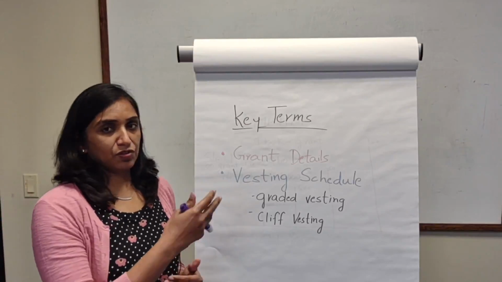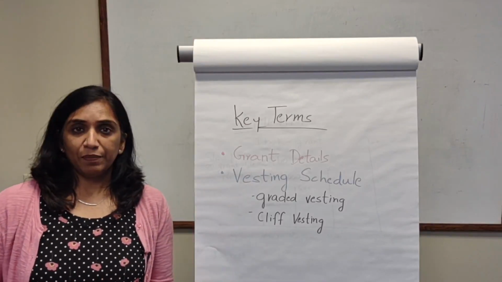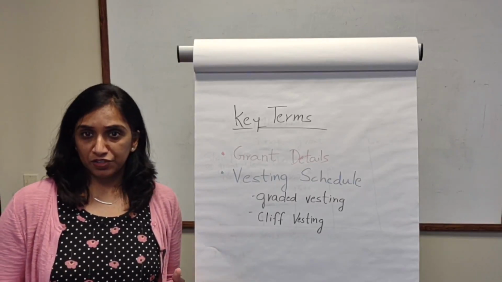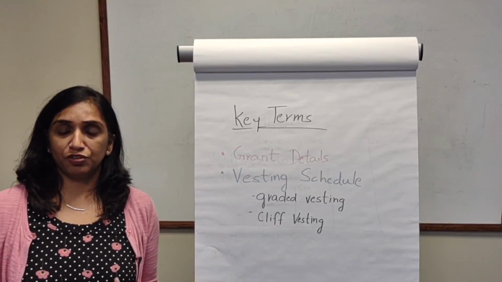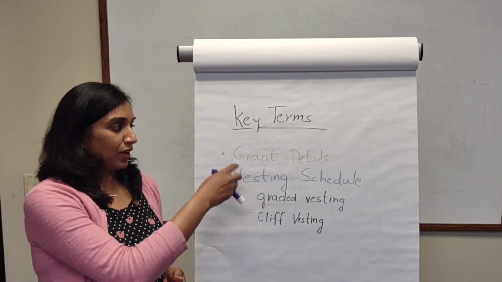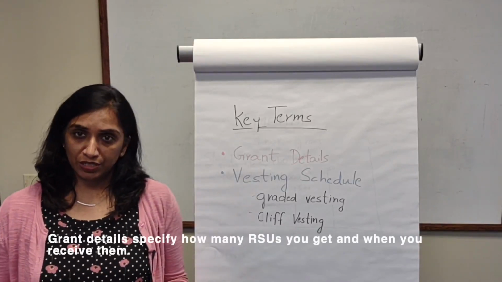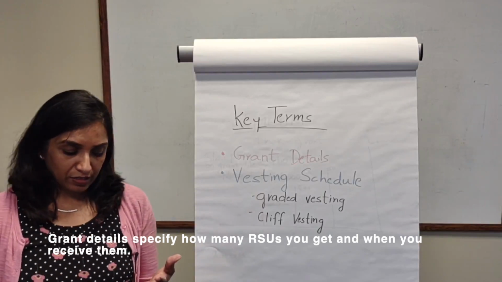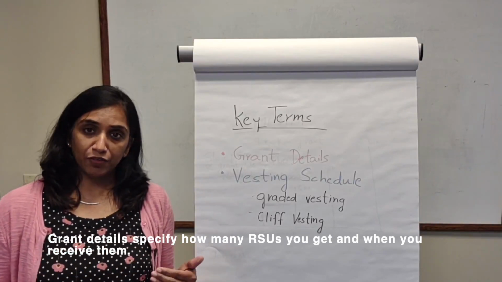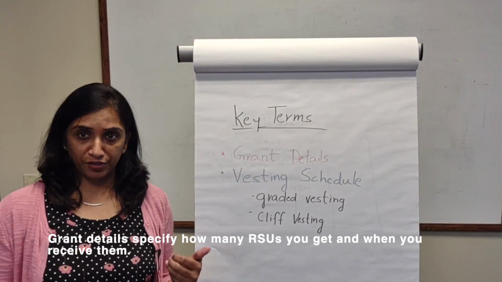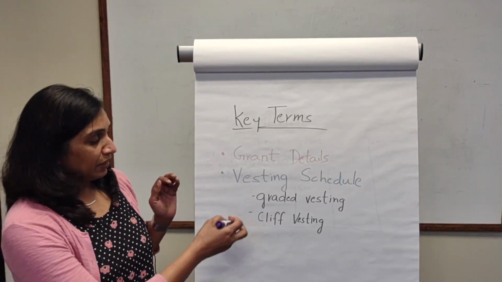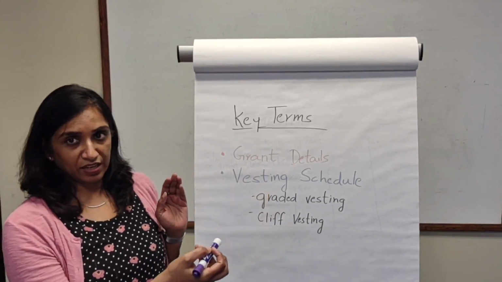So first of all is your grant details. Typically what happens is when you join the company, they're going to give you your base compensation, and then apart from the base compensation, you're going to get a grant of restricted stock units. The grant details include all those details of your restricted stock units. It would include what the total amount of grant you're going to get is, and when you are going to get it.